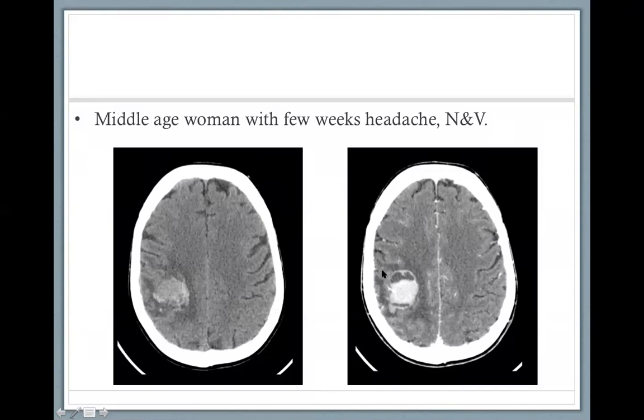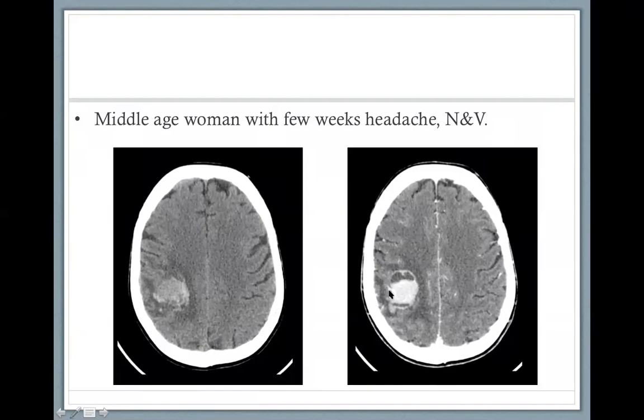This edema is limited by the white matter, and it is not reaching to the periphery. So this is vasogenic edema. Okay, so this is a tumor with vasogenic edema.